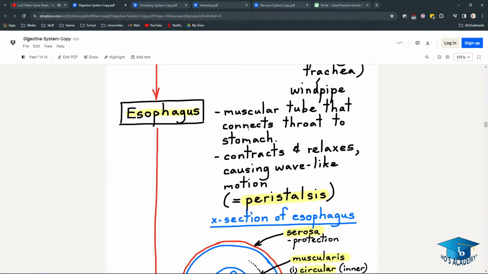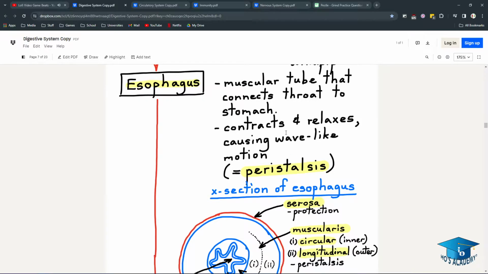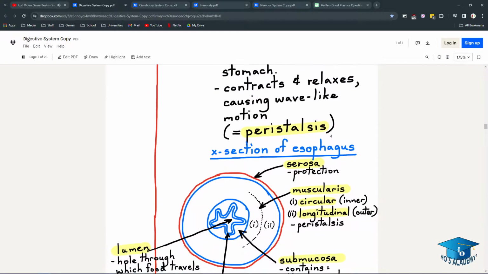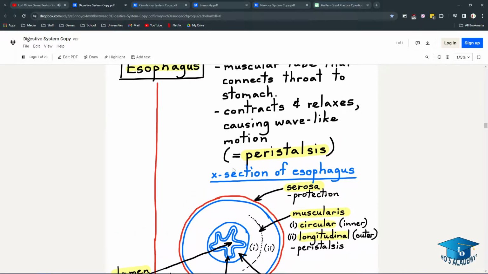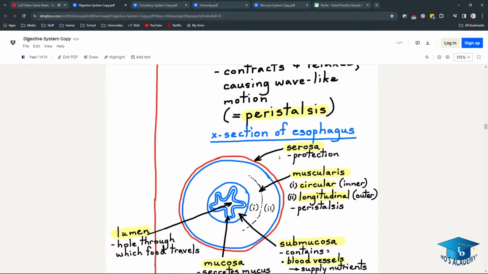Esophagus is a muscular tube capable of peristalsis, which is this motion where it contracts and relaxes to make a wave motion up and down. So it'll push food downwards no matter what. You can even be doing a handstand and you can still swallow food.